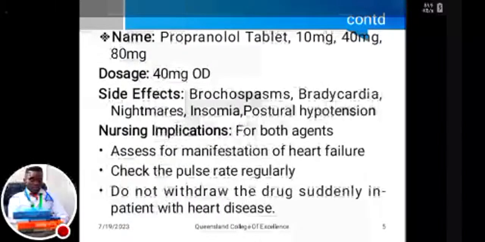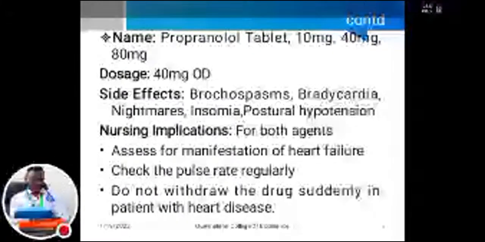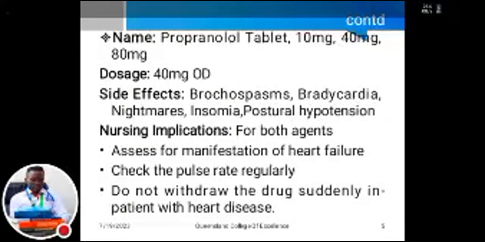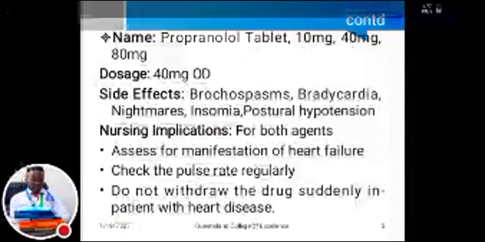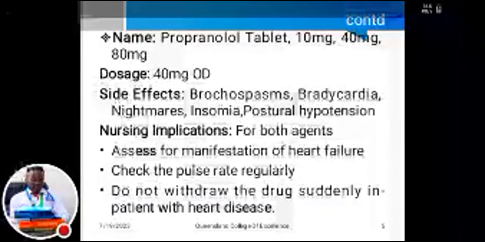What are some of the implications for this drug? You need to assess for manifestation of heart failure. Maybe you check if the heart is trying to fail, or you check the pulse rate regularly, okay? You should not withdraw the drug suddenly in a patient with heart disease.